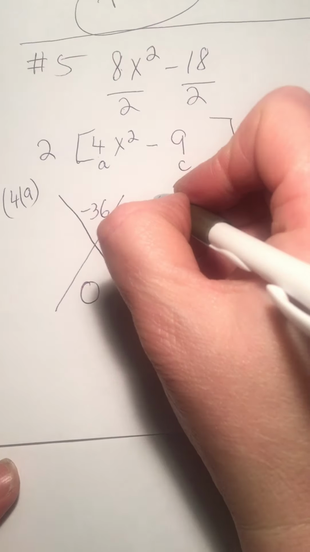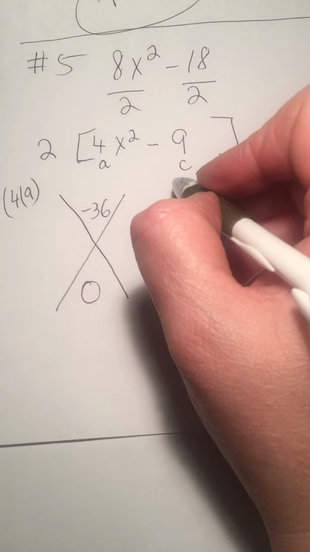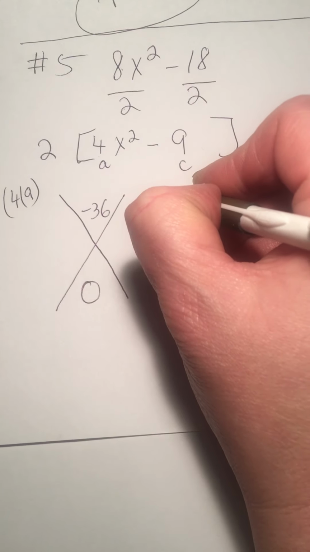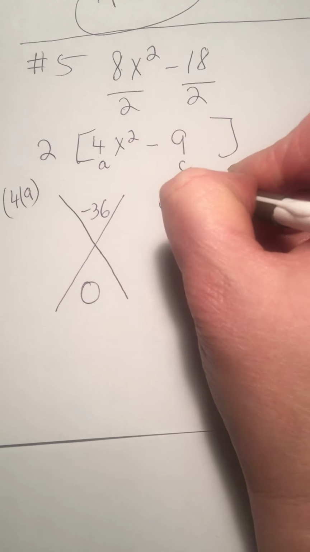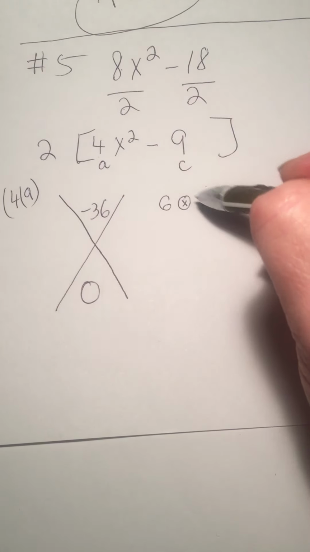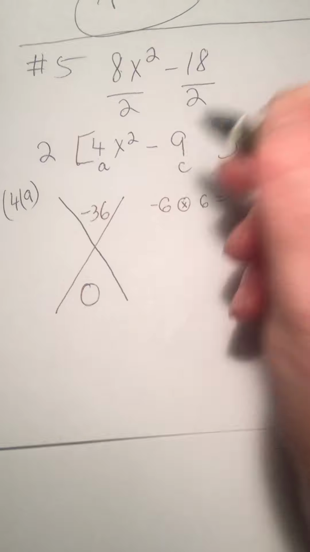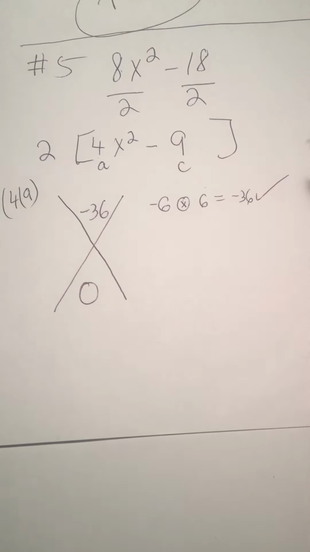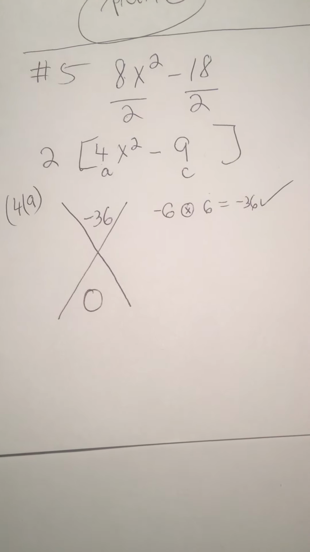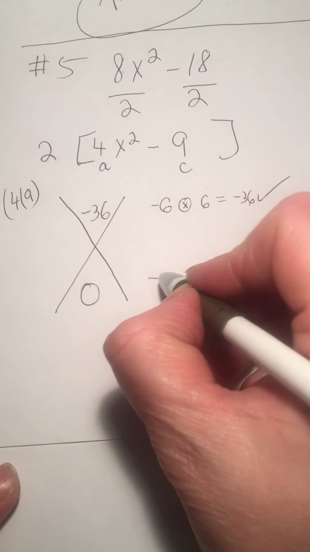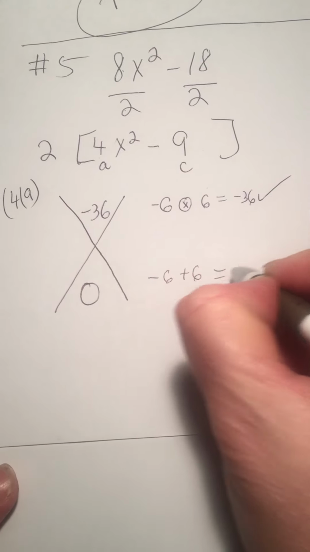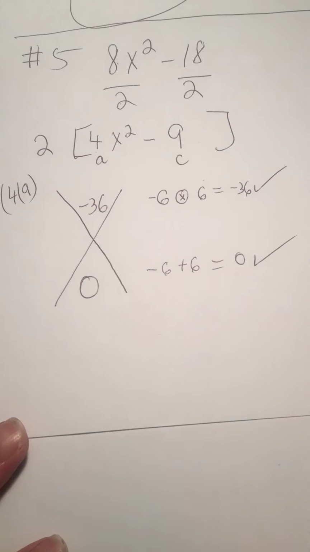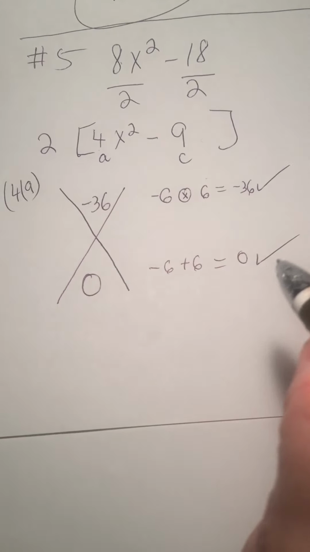Now let's try our method without decimals, using our brain power. So 6 times 6 is 36. We want a negative, so let's put one of them as a negative. Negative 6 times 6 is negative 36. Good, check. Now let's see the bottom. Negative 6 plus 6 equals 0. Check. Oh, that was easy. So we got our factors. Let's finish this up real quick.